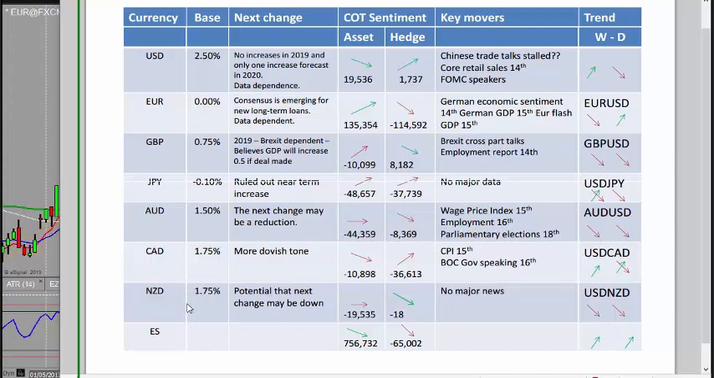New Zealand dollar, much more simple to see. It's negative, and we may be seeing more reductions here. Actually, it's 1.5, I think now it's reduced, but we may see more negativity coming through.